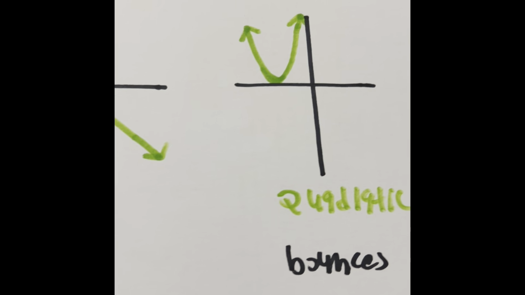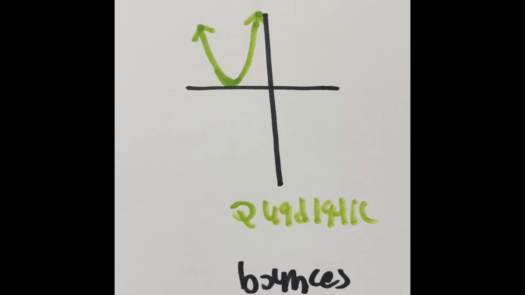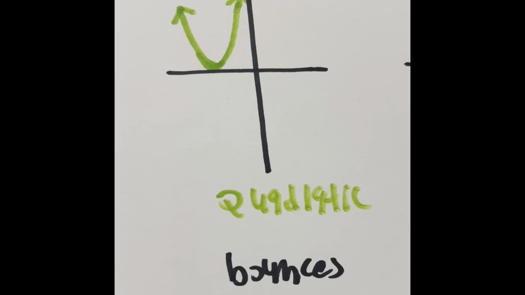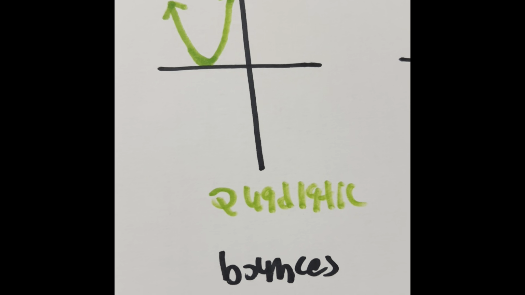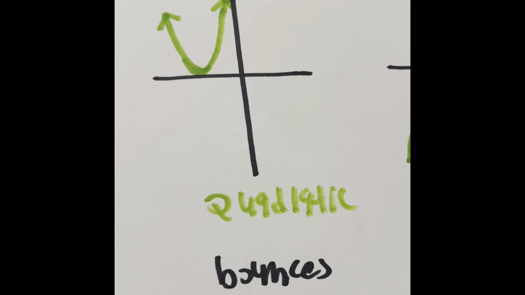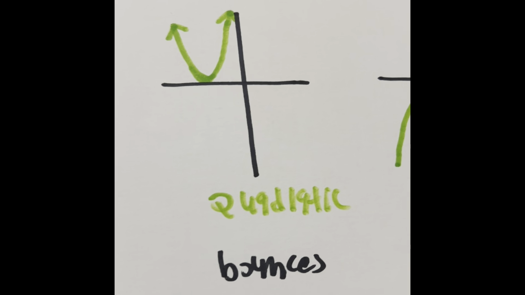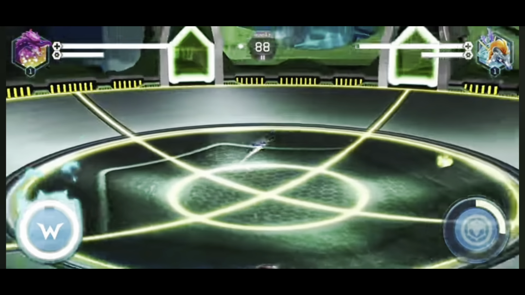If you have a quadratic, the line is not gonna strike or go through the x-intercept. It's gonna bounce off, barely touching it. It's a quadratic, and that's when you have two of the same x's. It's gonna bounce off.